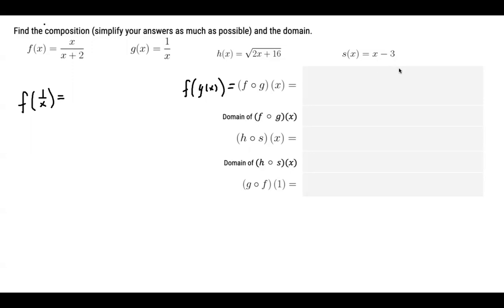So if you use a different color for that 1 over X, that is your G of X, that's your input. Every time you see an X, you're going to substitute it by the input. So we're going to have the input over there, the input here, and then you're going to add a 2. So this is going to be 1 over X and 1 over X.